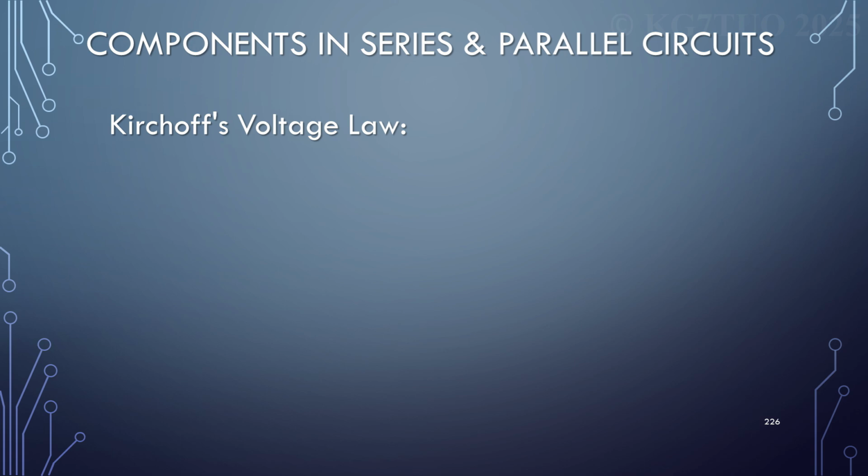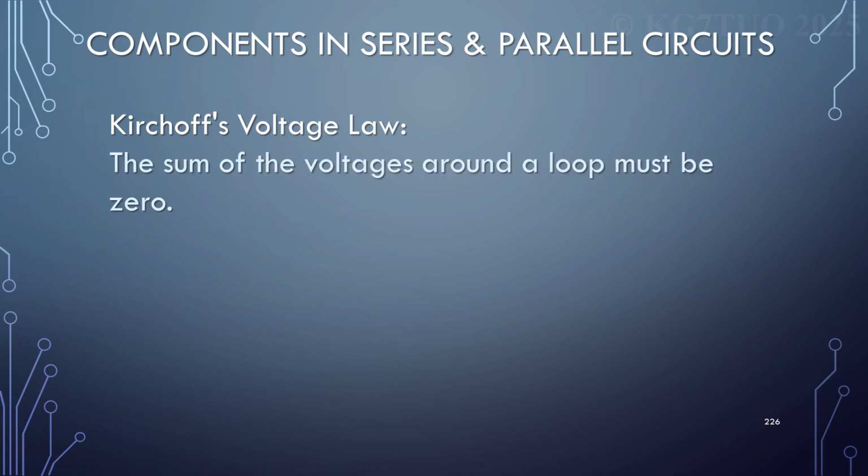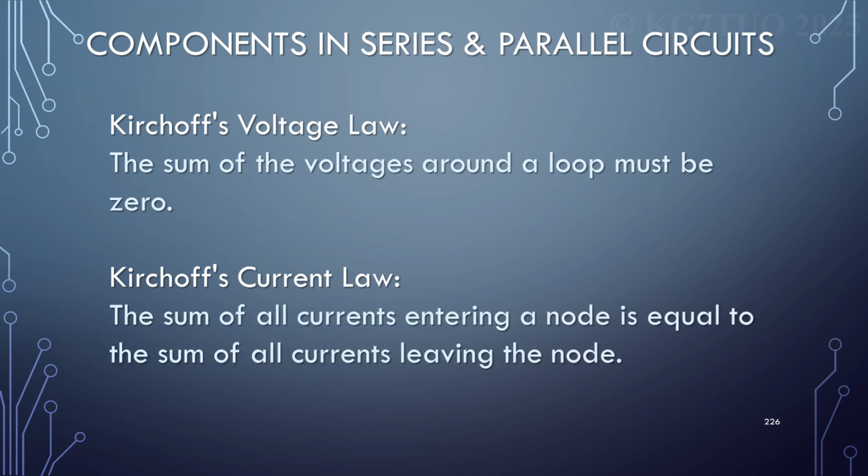Kirchhoff's law of voltage: the sum of the voltages around a loop must be 0. And Kirchhoff's current law: the sum of all currents entering a node is equal to the sum of all currents leaving the node. Basically, all we're saying is if you've got 12 volts going out of a battery on the positive side, 12 volts is coming in on the negative side. That's how everybody thinks about it. It's actually flowing the opposite direction.